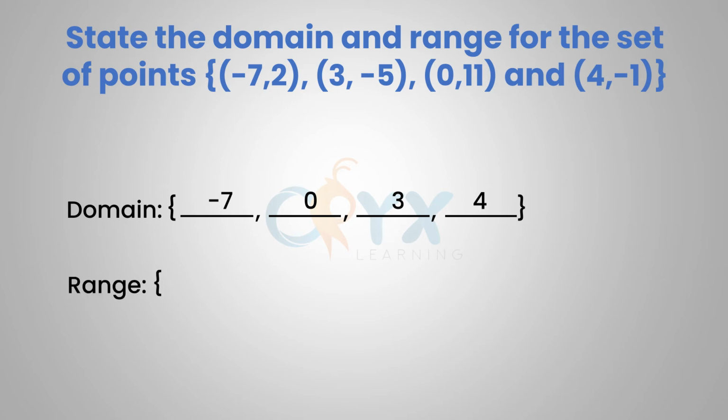The range is the set of all of the y coordinates, and we'll put them in order from least to greatest as well. So as you can see, -5 is the smallest. And if we keep going, we'll go to -1, 2, and 11. So our range is -5, -1, 2, and 11.